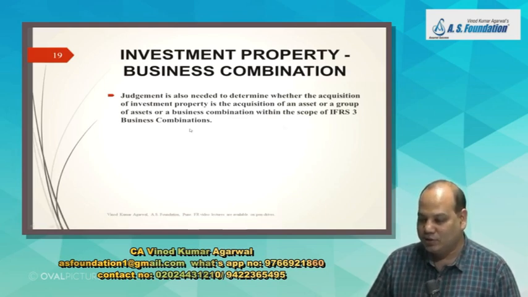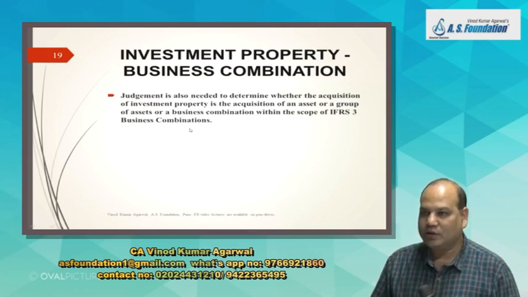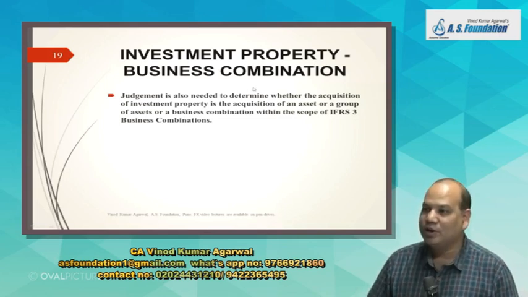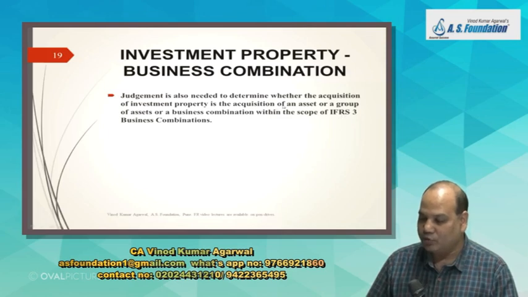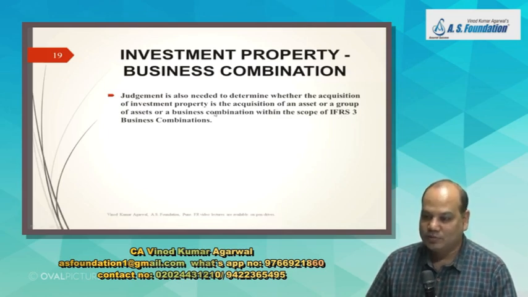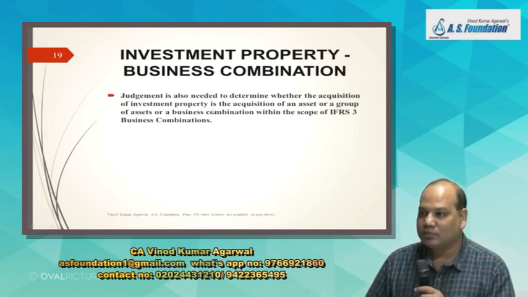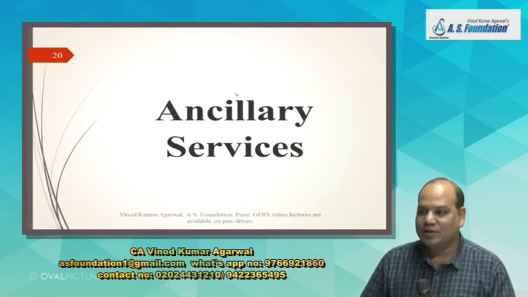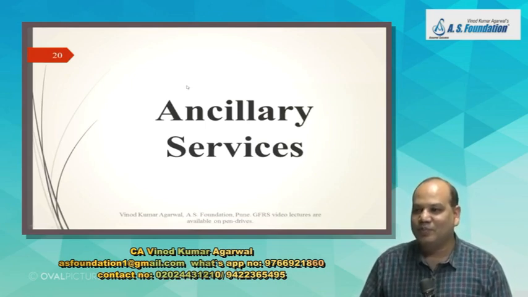IFRS 3 business combination. IFRS 3 deals with business combination. Now similarly, just like we discussed the other part, if you acquire a property in a business combination under IFRS 3, even that time you may require to apply your judgment whether you want to treat it as owner occupied property or investment property. Now your question was about some services. Okay. So let us discuss this paragraph and then maybe you'll get your answer.